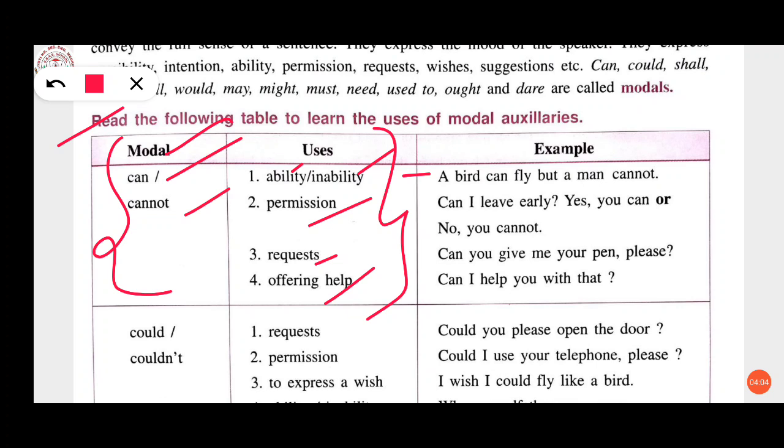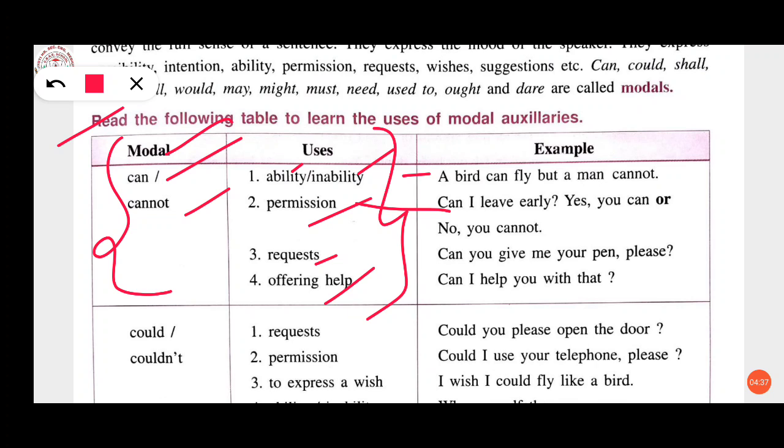Now the second one is permission. Permission means if you want to take permission, like in class, if you are asking your teacher, can I drink water? So this is a permission. Likewise, one example given for you is, can I leave early? Yes, you can, or no, you cannot. You are taking permission and you don't know what the answer will be, yes or no.